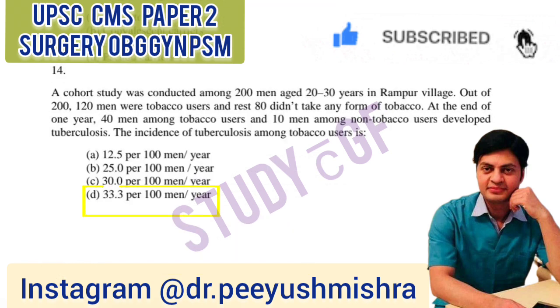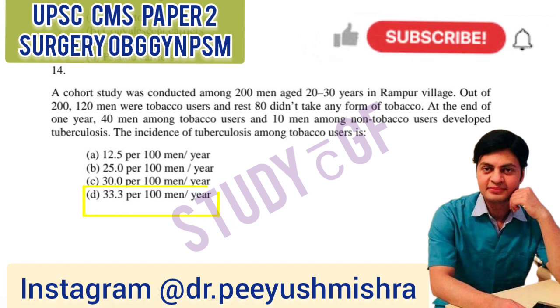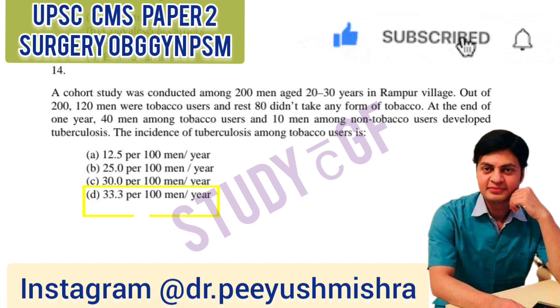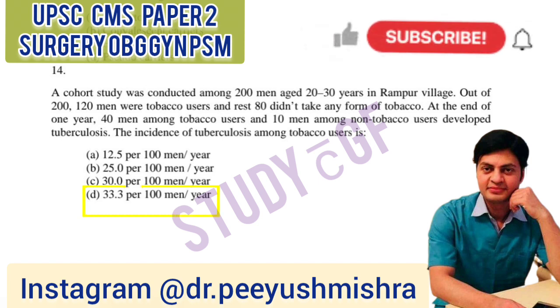A cohort study was conducted among 200 men aged 20-30 years of Rampur village. Out of 200, 120 men were tobacco users. Rest 80 didn't take any form of tobacco. At the end of 1 year, 40 men among tobacco users and 10 men among non-tobacco users developed tuberculosis. The incidence of tuberculosis among tobacco users is 33.3 per 100 men per year.